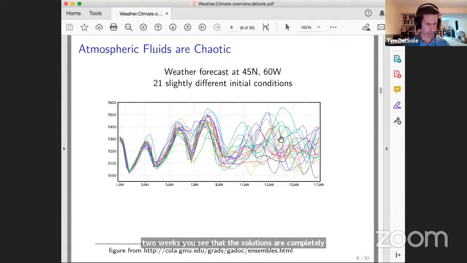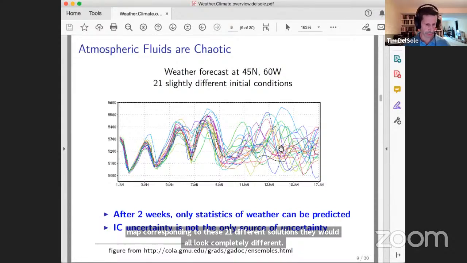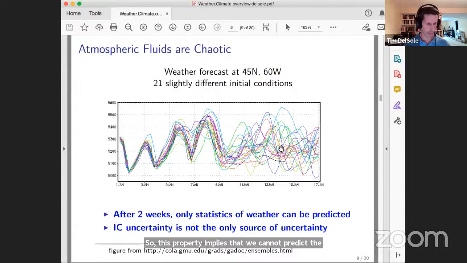And if I were to show you a global weather map corresponding to these 21 different solutions, they would all look completely different. So this property implies that we cannot predict the specific weather after about 2 weeks. We can predict only the statistics of the weather after about 2 weeks. And so that's something that has to be understood when doing machine learning predictions of weather and climate.